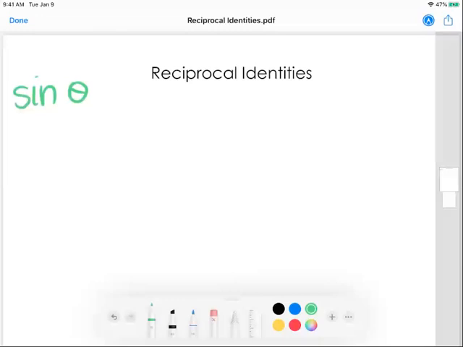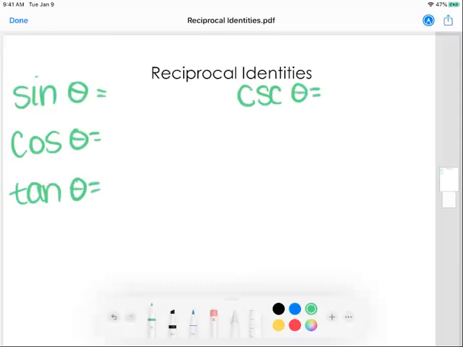Okay, so we've got sine of theta. Remember cosine of theta, tangent of theta, cosecant of theta, secant of theta, and cotangent of theta.